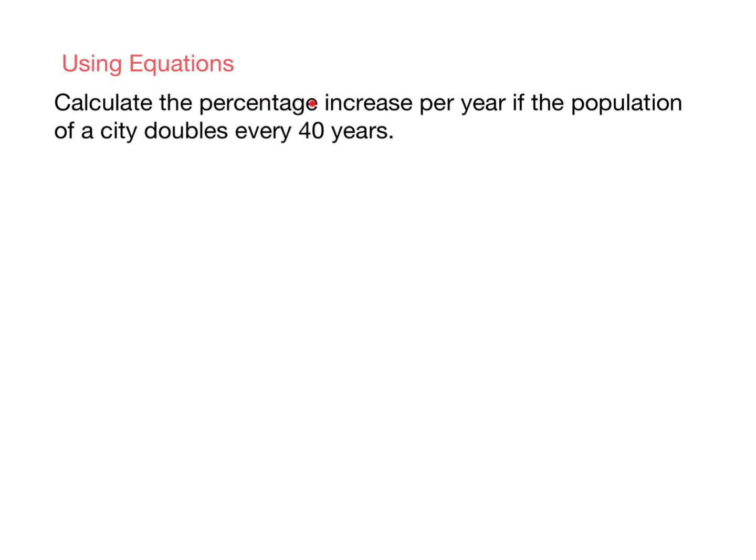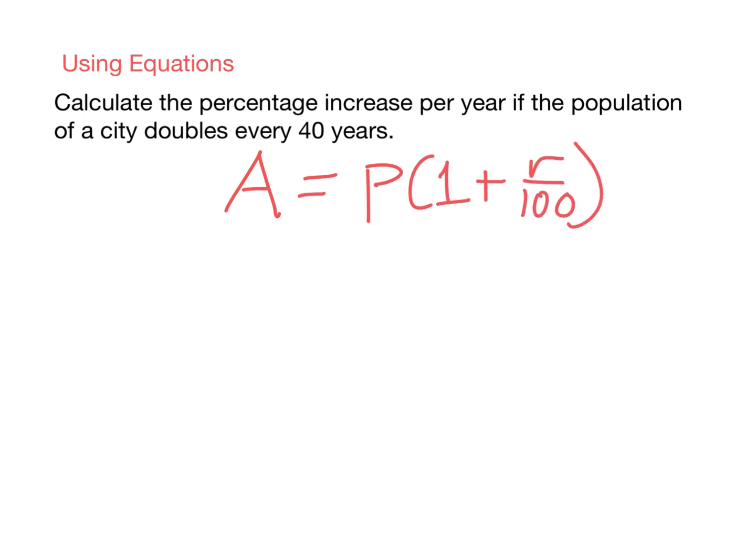So let's calculate the percentage increase per year if the population of a city doubles every 40 years. So we know that the equation you need when you're increasing by the same percent each year, A equals P(1 + R/100)^N.